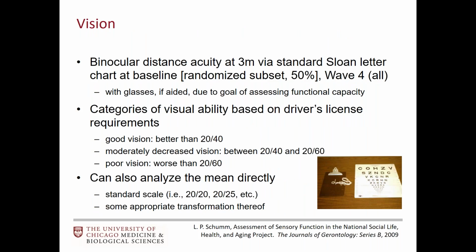For vision, we measured binocular distance acuity at 3 meters via a standard Sloan vision chart, like you might see at the ophthalmologist. And we did this with glasses if people wore glasses, because we wanted to tell how people function in the world, so we wanted to get their functional capacity. We did categories of vision based on driver's license requirements. So good vision, we categorized as better than 20 over 40. Moderately decreased vision between 20 over 40 and 20 over 60. And then finally, poor vision worse than 20 over 60.